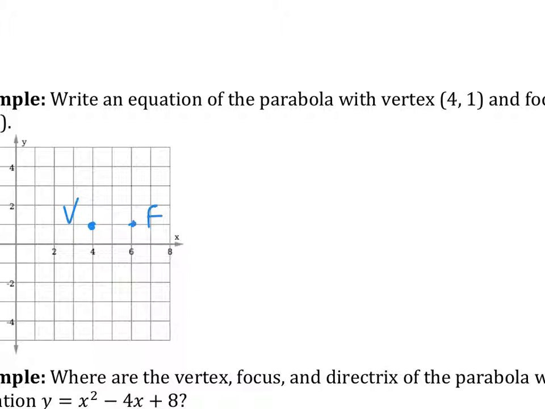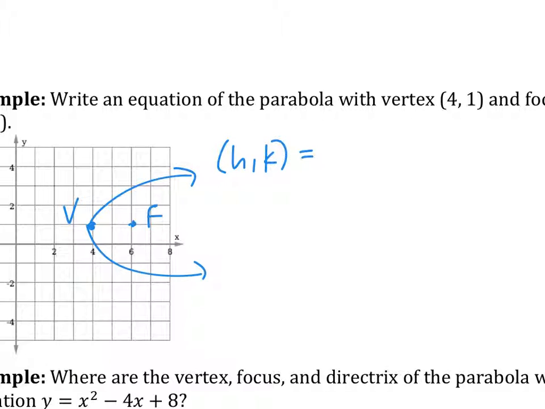So show me with your arm, where is this parabola going to turn? This way. Why is that? The focus has to be on the inside. Very good. Now we need to write this whole thing down.